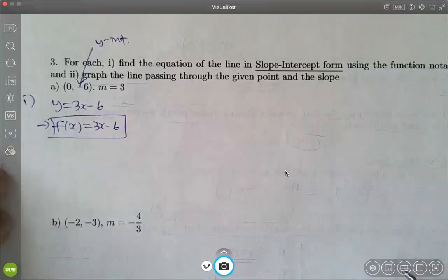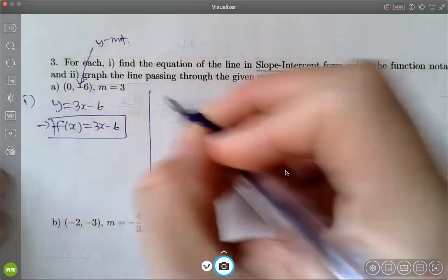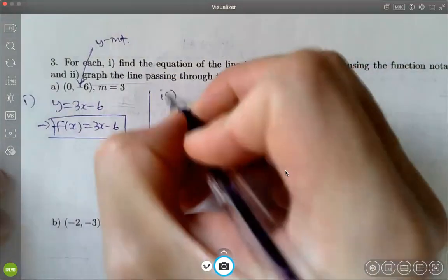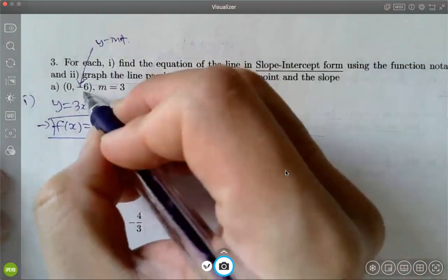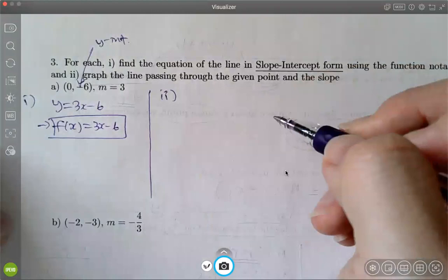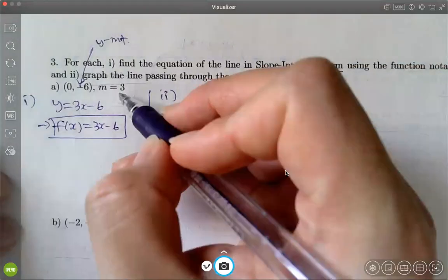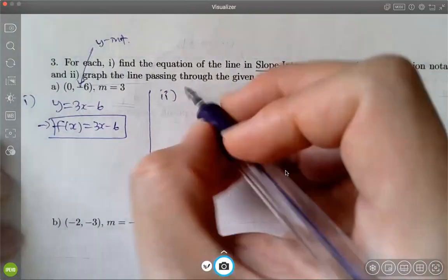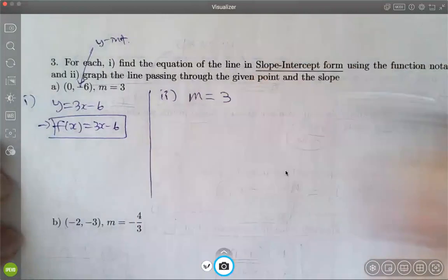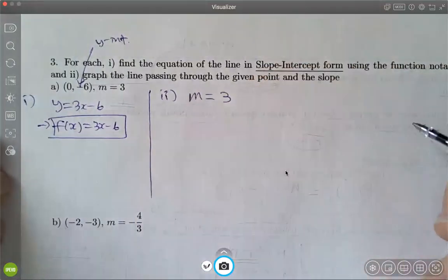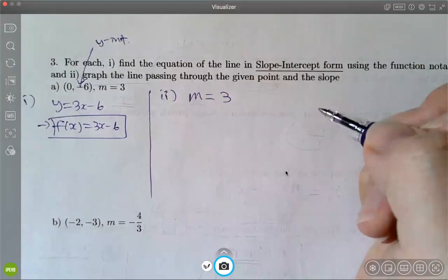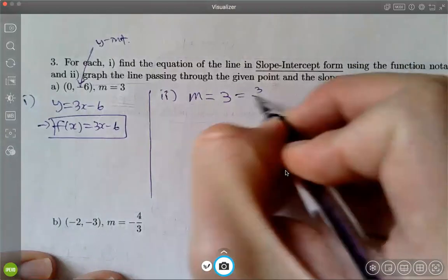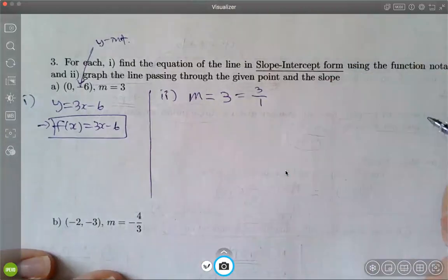Okay, and now, graph the line passing through this point with the slope. Remember, here we only know one point, right? So we have to use the slope to come up with the second point. Let's see what that slope 3 represents. Can you express 3 in terms of a fraction? 3/1, yes. Now remember we will use rise over run, right?